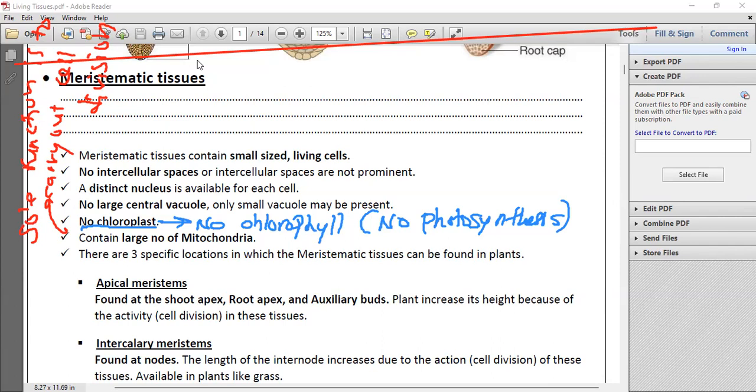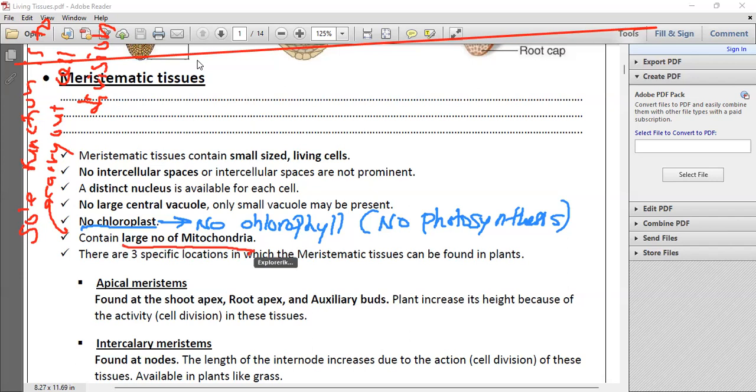So then, can you remember that I told you that these cells need energy to carry out photosynthesis? Sorry, to carry out cell division. I told you that they have cells which can actively divide by mitosis. Then I underlined it and told you that it needs energy, right? So these cells require a large amount of energy. Because of that, they have a large number of mitochondria.